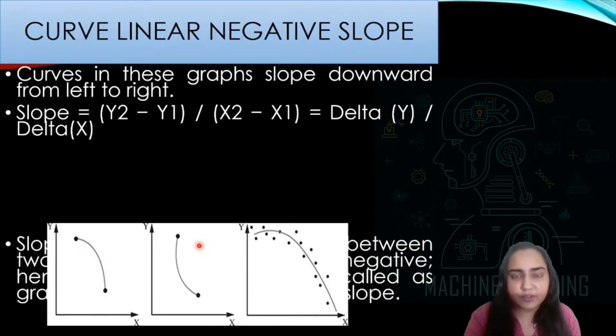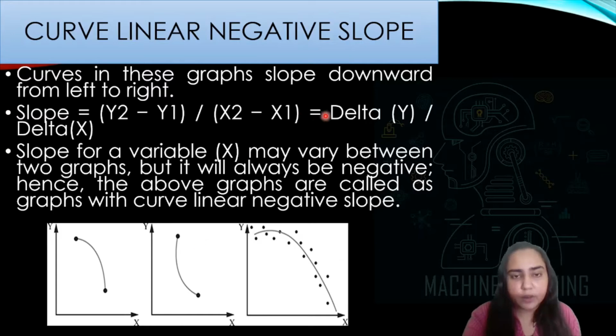You can also have curve linear negative slope, where the slope is moving downwards. As you can see, it's going downwards in all three graphs. So slope will always be negative, but it will be in the form of a curve, which is why it is a curve linear negative slope.